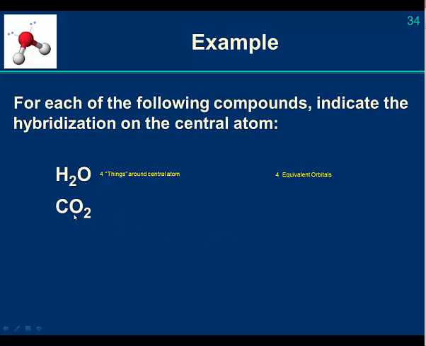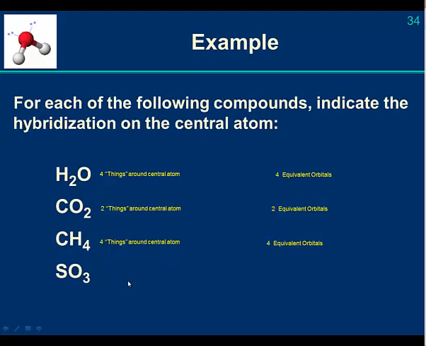Here's CO2. If you remember, CO2 has a linear electron pair geometry, and so I need 2 things around the central atom, so I only need 2 equivalent orbitals. So what would the hybridization be there? CH4, we already know. We need 4 things around the central atom. You should be good at that one. SO3, well, we haven't drawn that one yet.